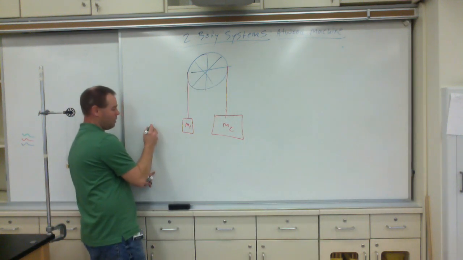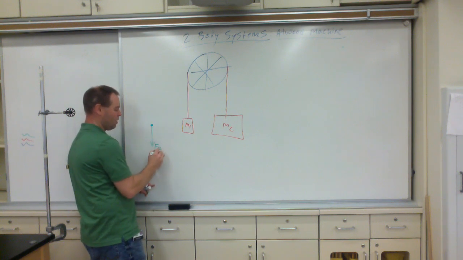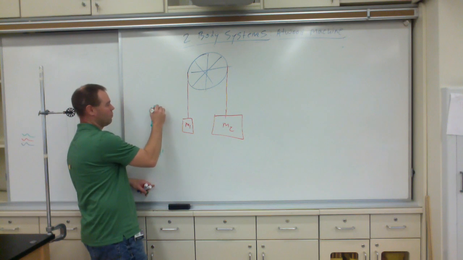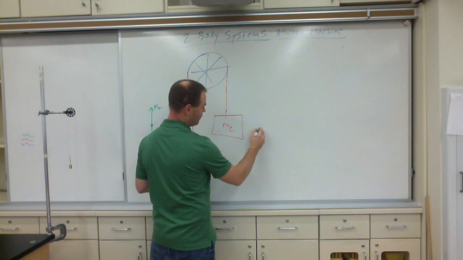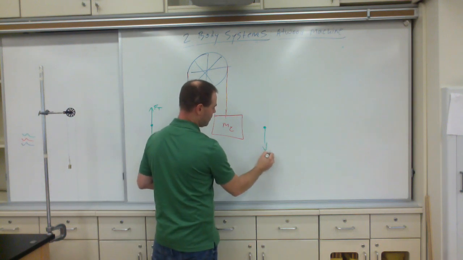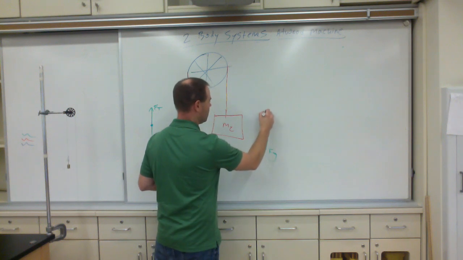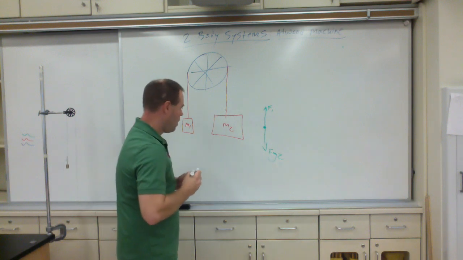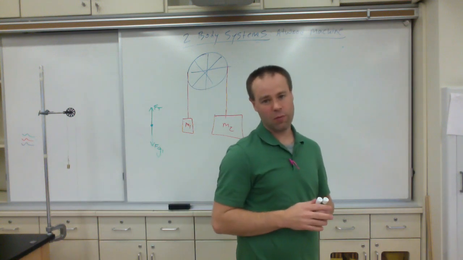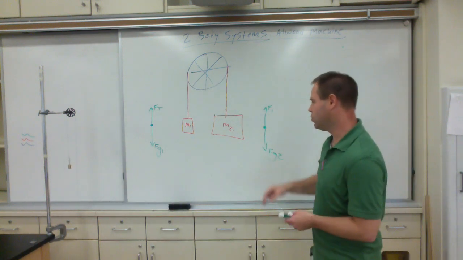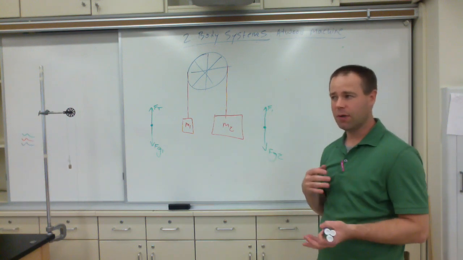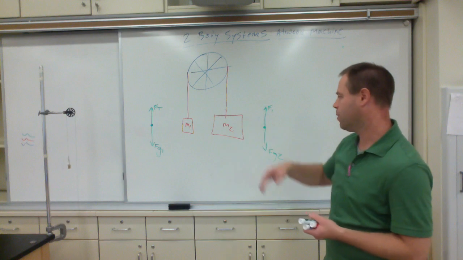First, we'll draw a free body diagram for M1. It's got force gravity down, we'll call that force gravity 1, and force tension up. Then we'll draw a free body diagram for M2. It's got force gravity down and force tension up. We'll call that force gravity 2. We should be a little bit more accurate with our free body diagram, though. We should figure out which forces are the same size, which forces are bigger, which are smaller, and how they compare to each other.